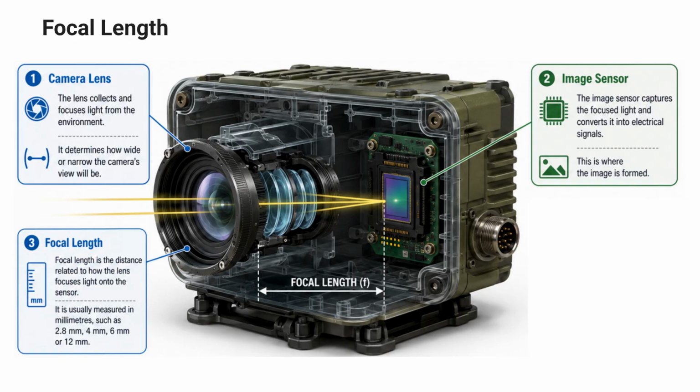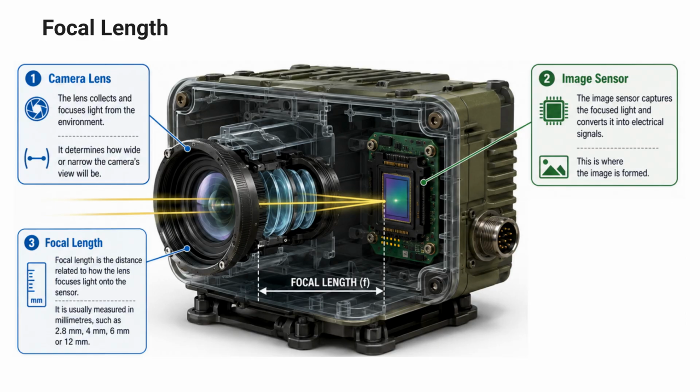Focal length is the distance between the camera lens and the image sensor. It is usually measured in millimeters, such as 2.8 mm, 4 mm, 6 mm, or 12 mm. In practical terms, focal length decides two important things: how wide an area the camera can see, and how large or small objects appear in the image.